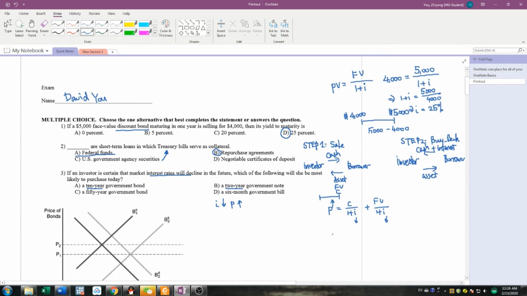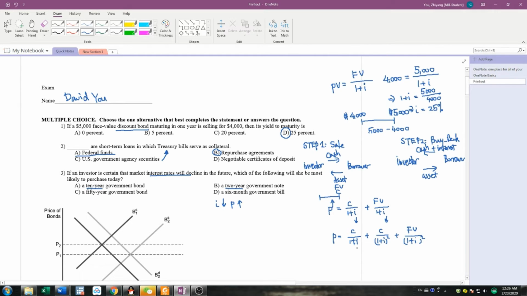But if it's a 2-year bond, all right, then the formula looks like this, plus C divided by 1 plus i squared plus FV divided by 1 plus i squared. All right.